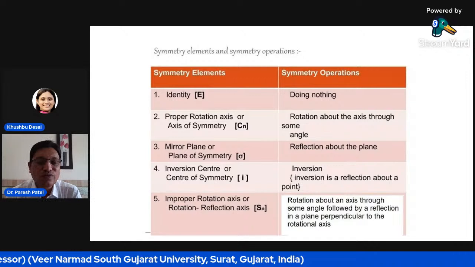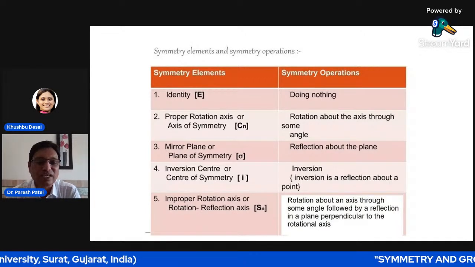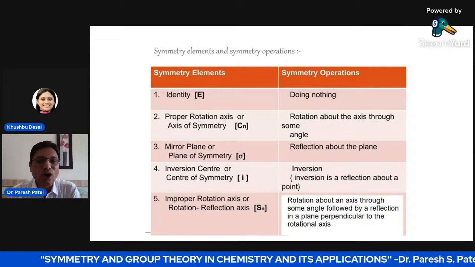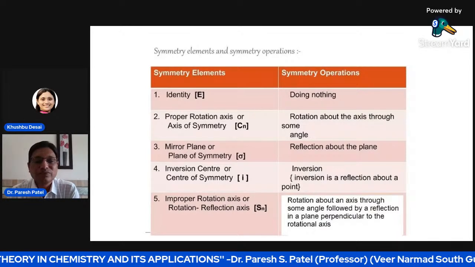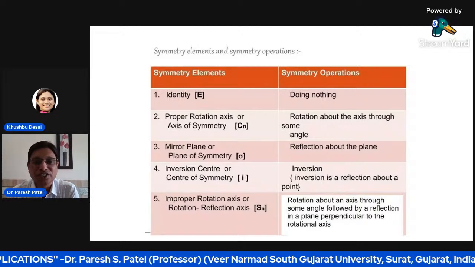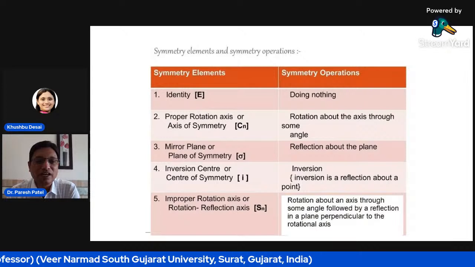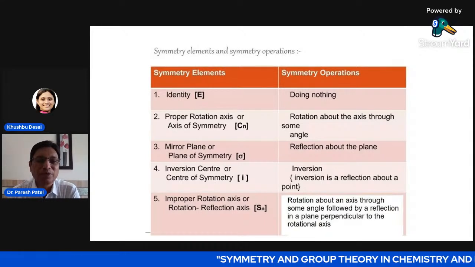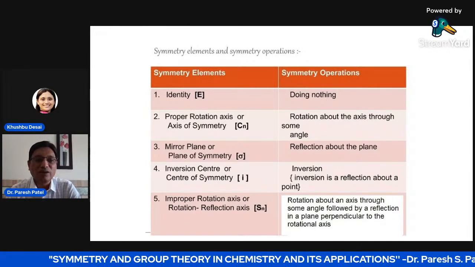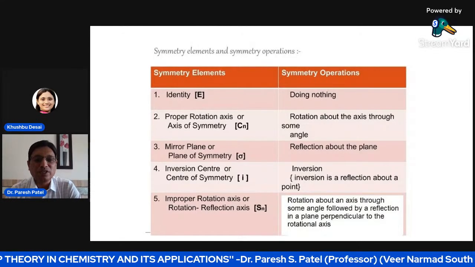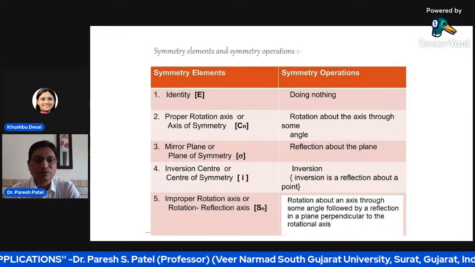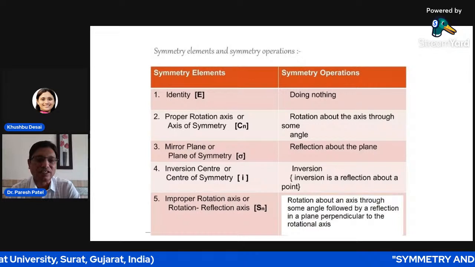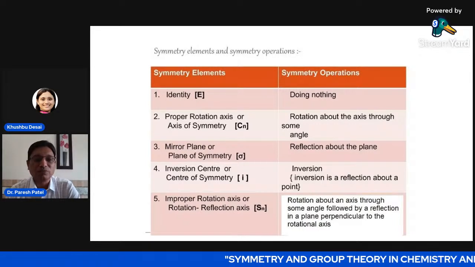Dear students, the first symmetry element is identity, the second is the proper axis of rotation, or axis of symmetry. The third one is the mirror plane or plane of symmetry, which can be recognized as sigma, and the reflection symmetry operation is reflection about the plane. Mirror plane or plane of symmetry can be classified into 3 categories. First is the vertical plane of symmetry: if the plane is parallel to the main principal axis, that type of plane is recognized as a vertical plane. If the plane is perpendicular to the main principal axis, it is recognized as a horizontal plane of symmetry. And the diagonal or dihedral plane of symmetry bisects the main principal axis and is situated in such a way that one part of the molecule is a mirror image of the other part.